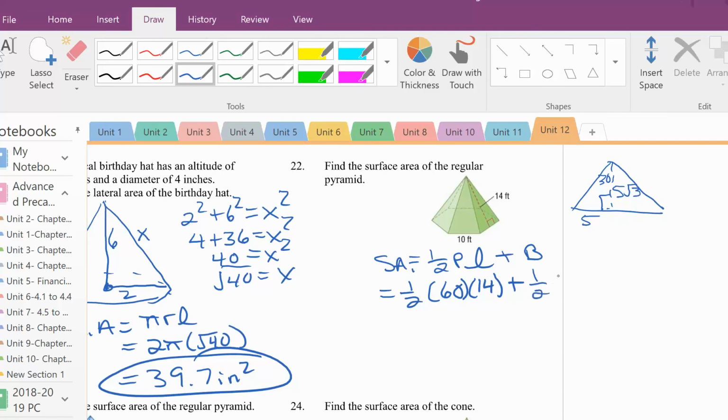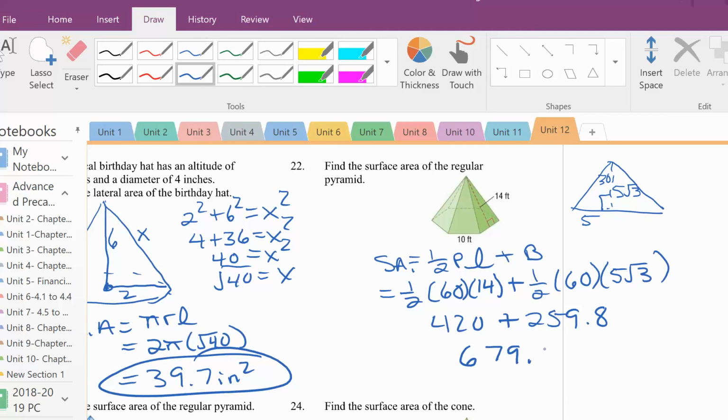So the area of the base is 1/2 of 60, the perimeter, times the apothem, which is 5 rad 3. So 1/2 of 60 times 14 gives you 420, plus half of 60 times rad 3 gives you 259.8. When you add them together, you get 679.8 square feet.